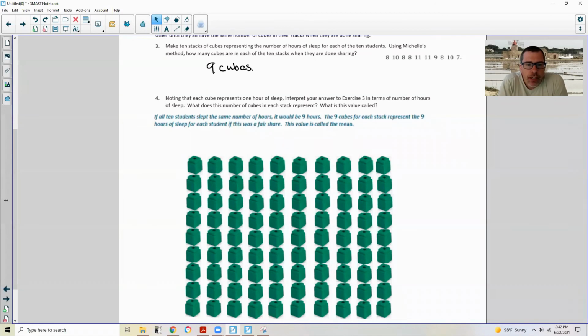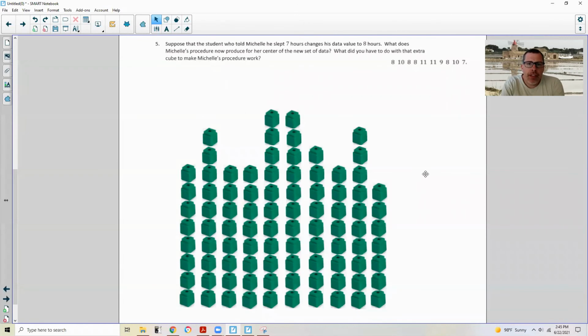Okay, so if all 10 students slept the same number of hours, it would be 9 hours. The 9 cubes from each stack represent the 9 hours of sleep for each student if this was a fair share. This value is called the mean.